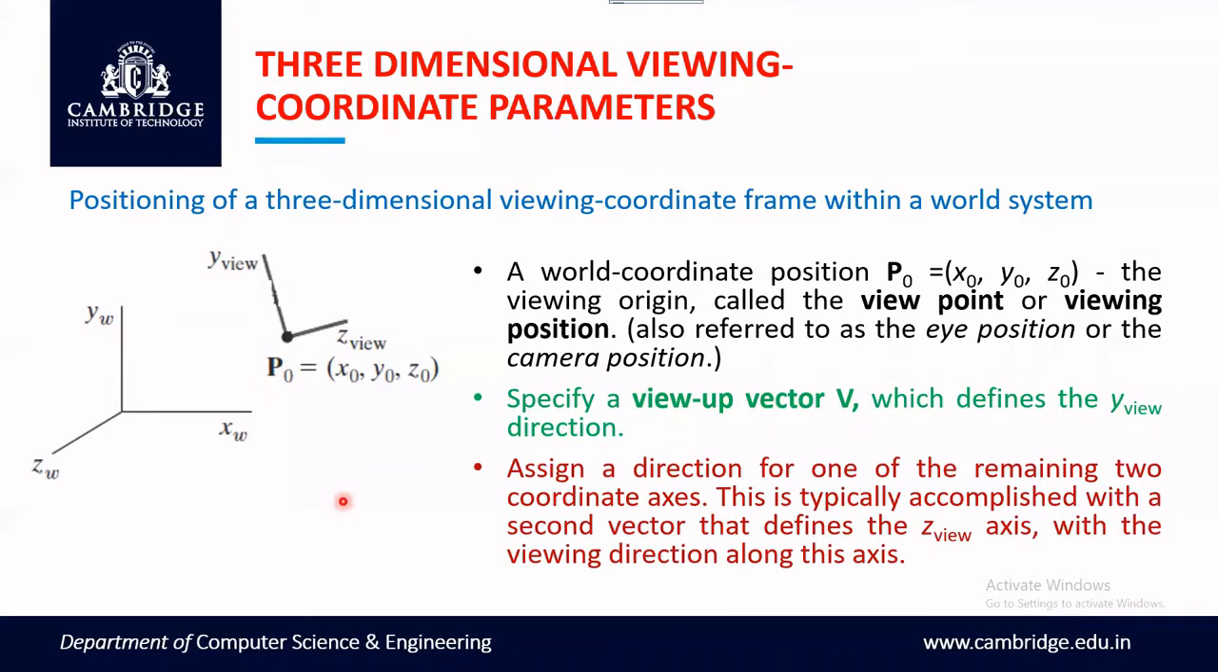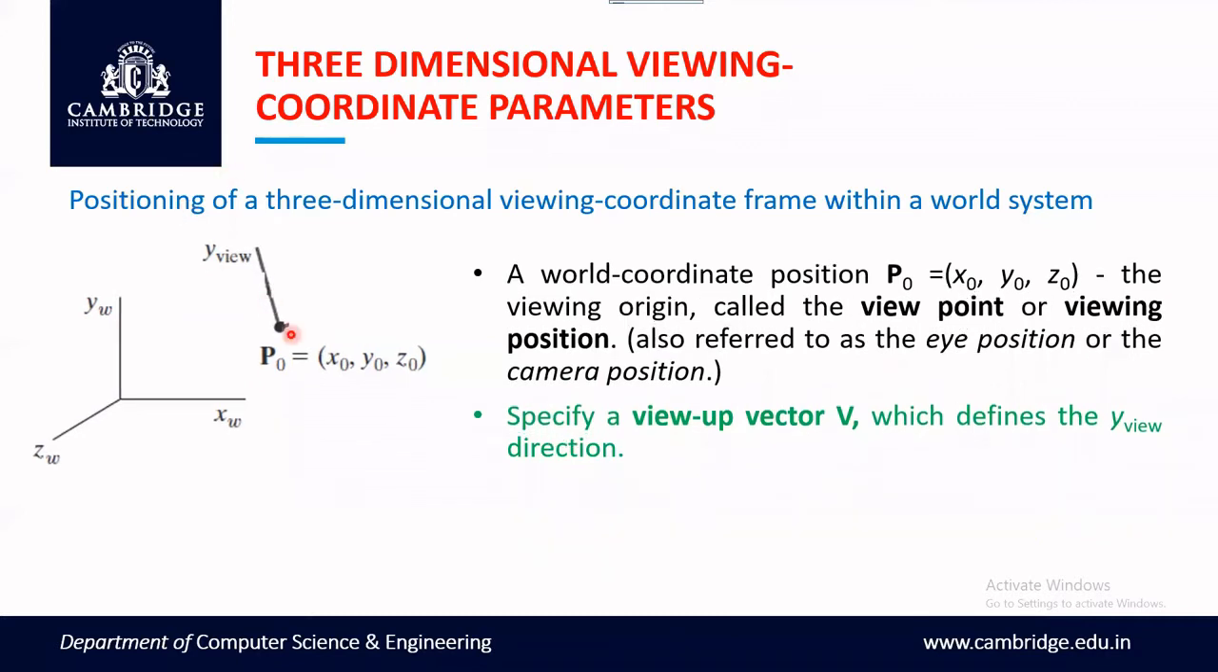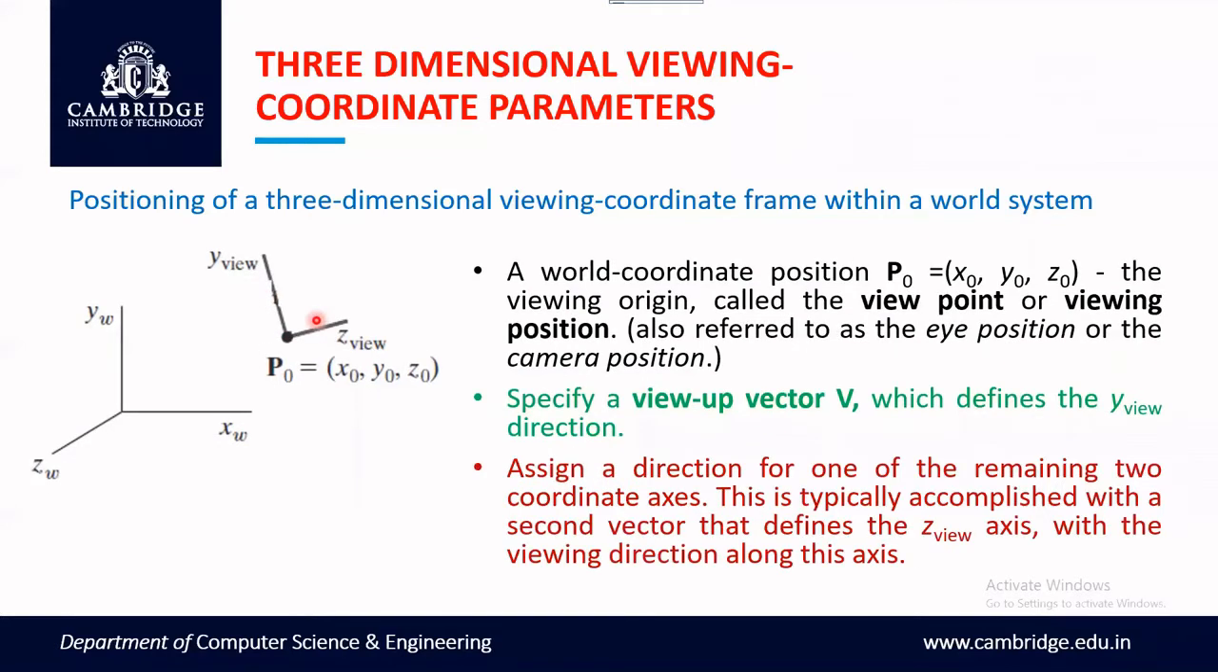Now, once the view up vector is defined, next what do you need? Always for a coordinate system, you need the x-axis, y-axis, and the z-axis. We have defined the y-axis, that is Y view. Next, we have to define either the x-axis or the z-axis. So here we define the z-axis, that is the Z view. This is along the viewing direction. So we decide in which direction we are going to look from this point.